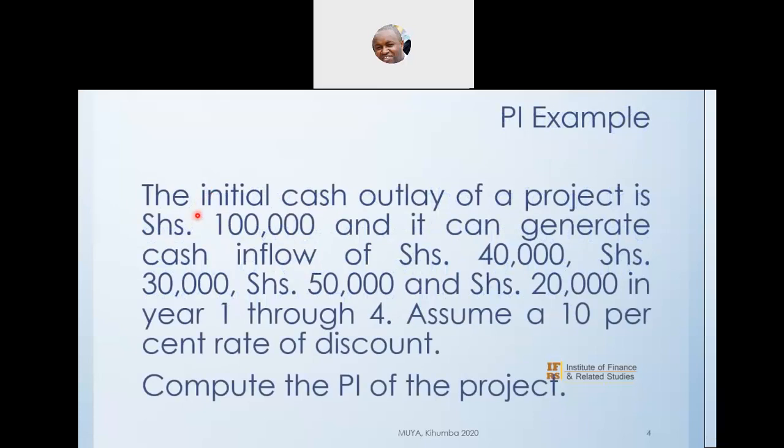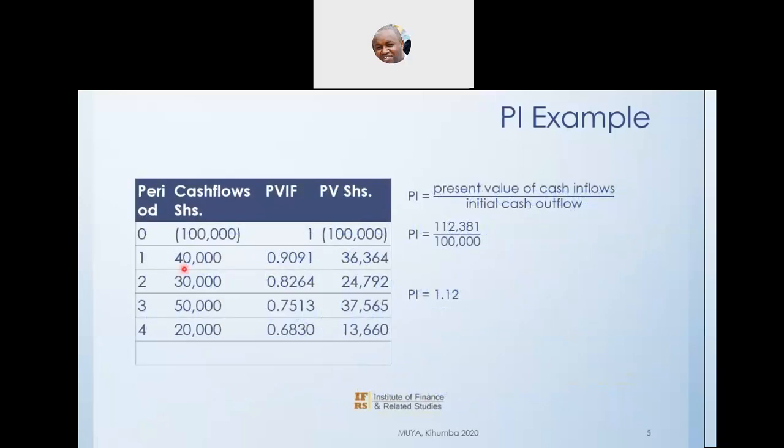We could look at an illustration. We've been told that the initial cash outlay of a project is shillings 100,000, and it can generate cash inflows of shillings 40,000, shillings 30,000, shillings 50,000, and shillings 20,000 in year 1 through year 4. We are told to assume a discount rate of 10%, and we are required to compute the profitability index.